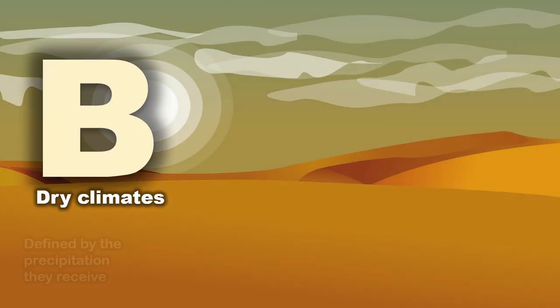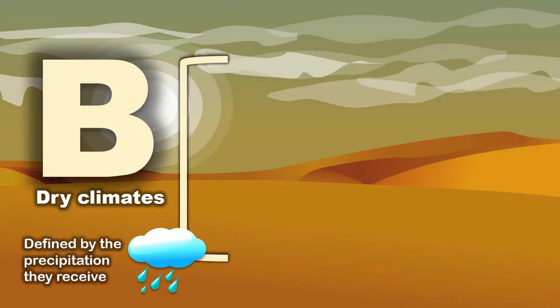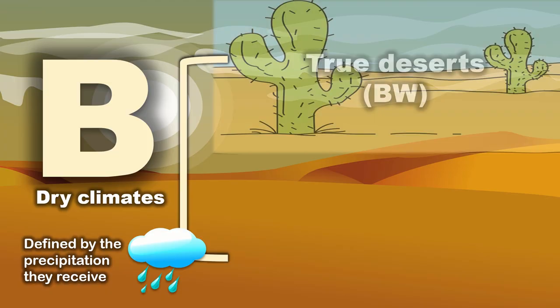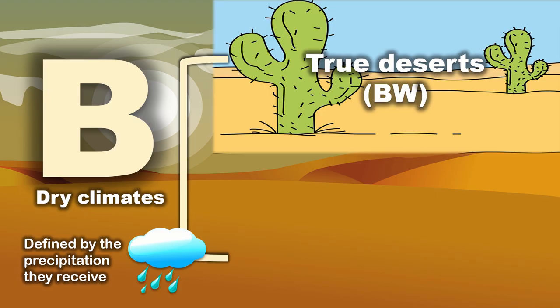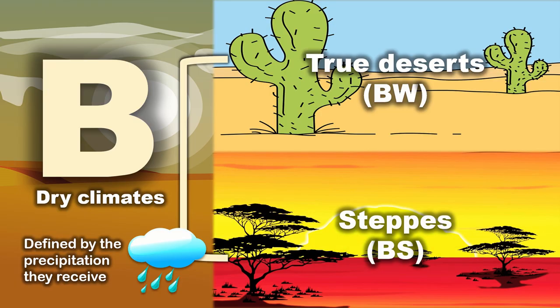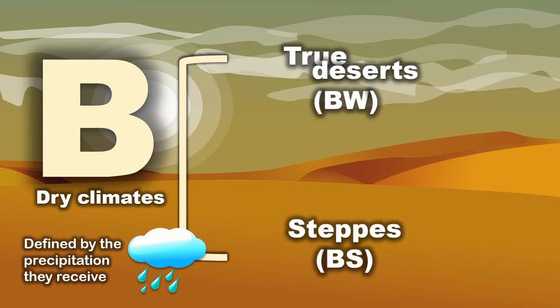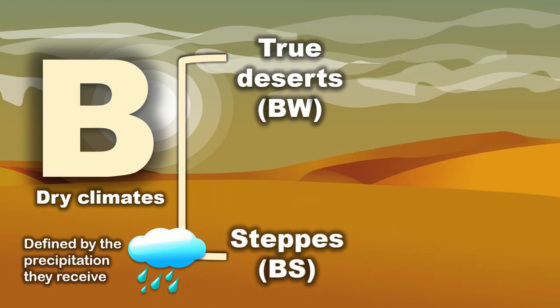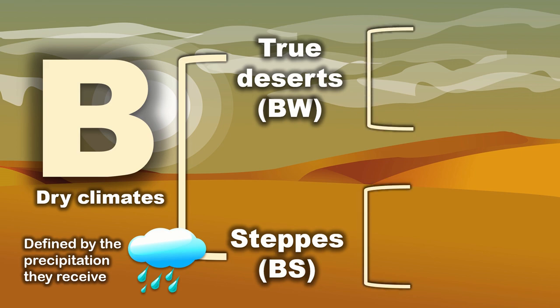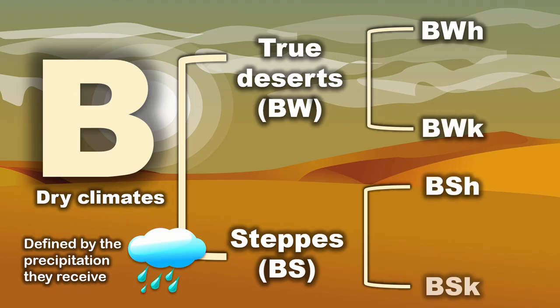Within Group B, Köppen identified 2 main types defined by the precipitation they receive. They are true deserts or BW, where water deficiency is extreme, and steppes or BS, semi-arid transition zones with moderate water deficiency. Each is further divided by temperature into hot subtropical or H and cold mid-latitude or K varieties, creating 4 distinct dry world environments that are BWH, BWK, BSH, and BSK.